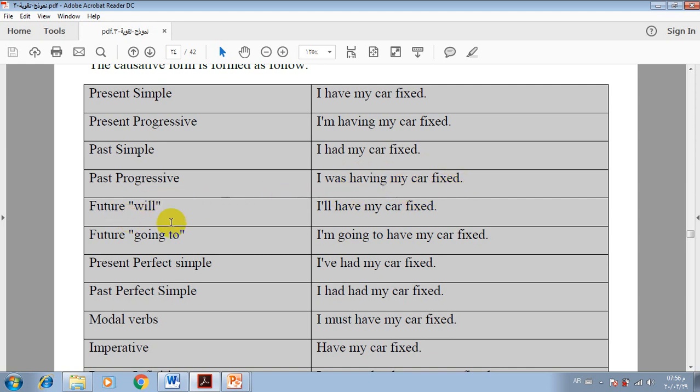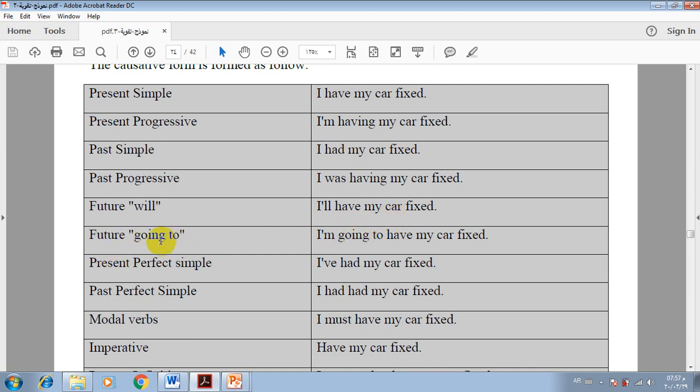And the future will, we know that the future consists of will plus infinitive. So in the causative form, we use will plus have plus object and past participle. So the sentence must be like this: I'll have my car fixed. And as I told you before, the main sentence for this is the mechanic will fix my car, and it becomes like this: I will have my car fixed.